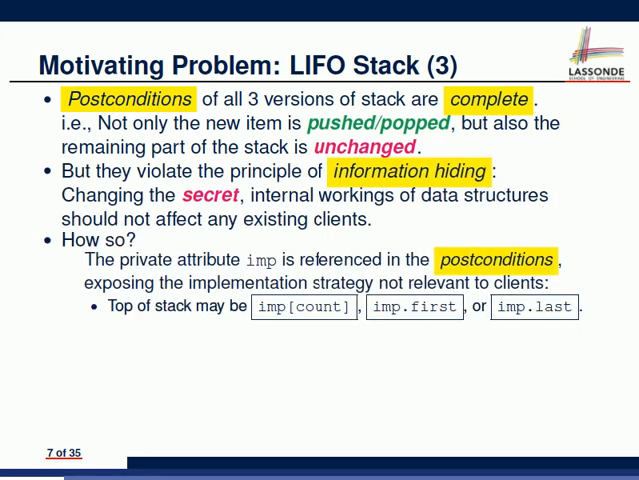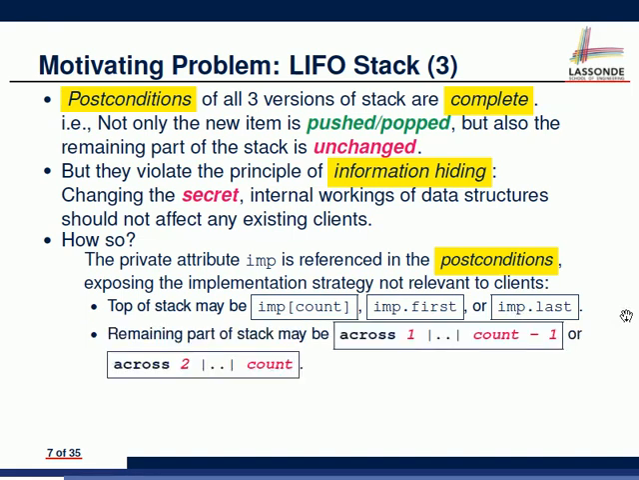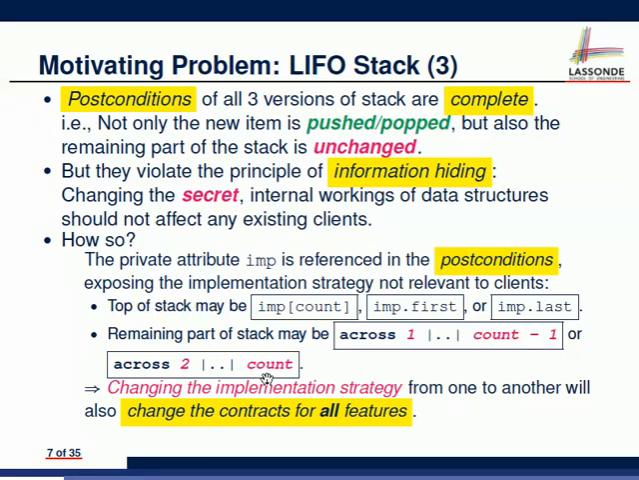So you can see in version number 1, this is how you express the top. In version number 2, that's how you do it. In version number 3, the same. You shouldn't do that. And also, how do you specify the remaining part of the stack? In version number 1, it's from 1 until count minus 1. Actually, I may have to change that anyway. And for version number 2, it should be from 2 to count.